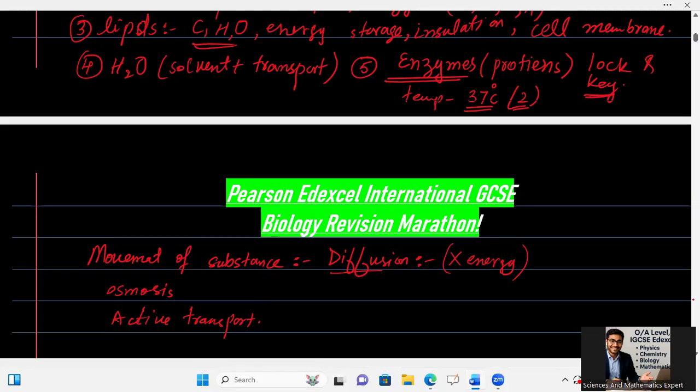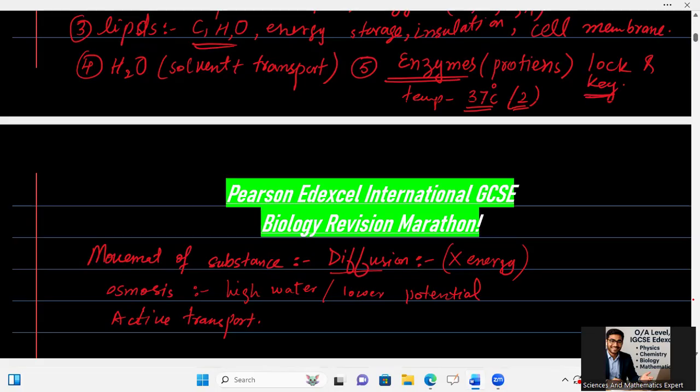In case of osmosis, it is the net movement of water molecules from a region of high water potential, that is a dilute solution, to a region of low water potential, that is a concentrated solution, through a partially permeable membrane. It is very crucial for plant support.